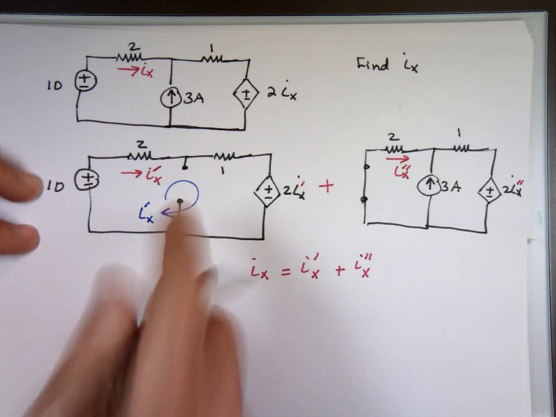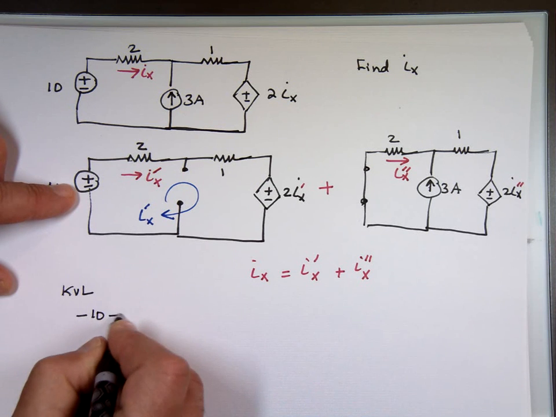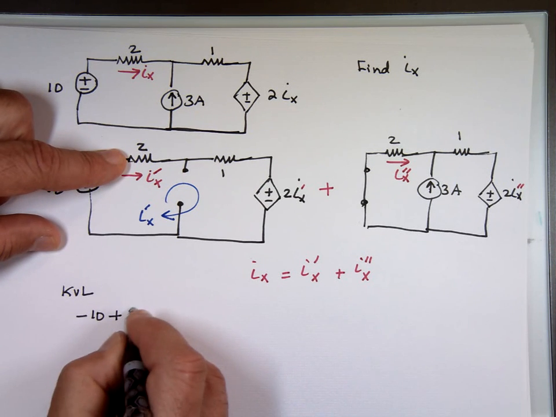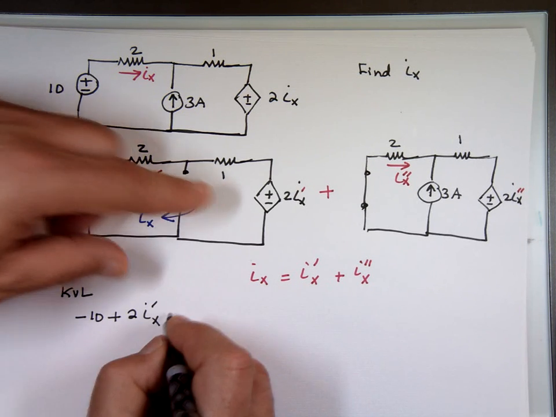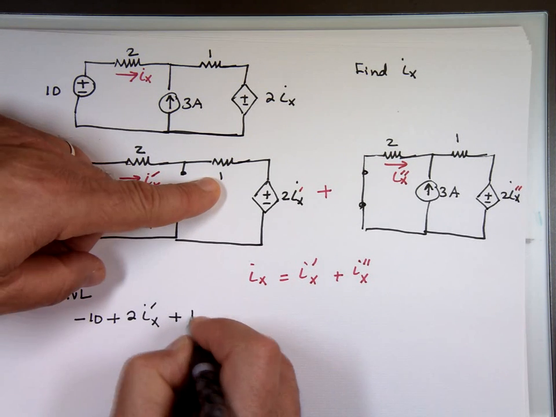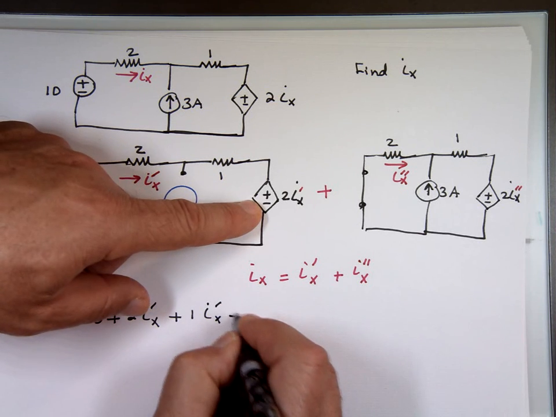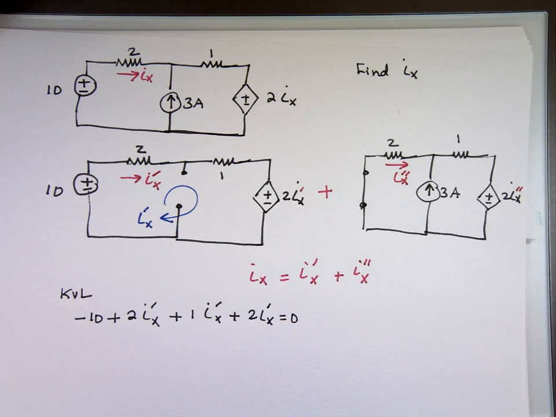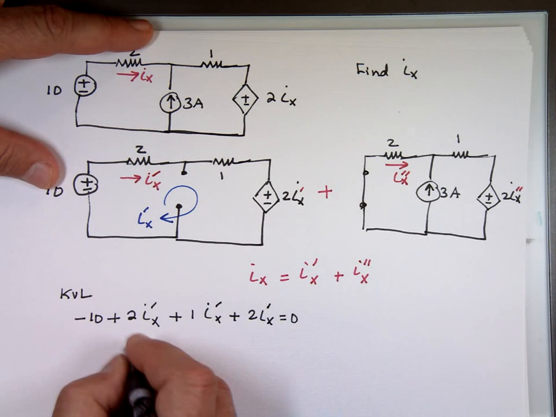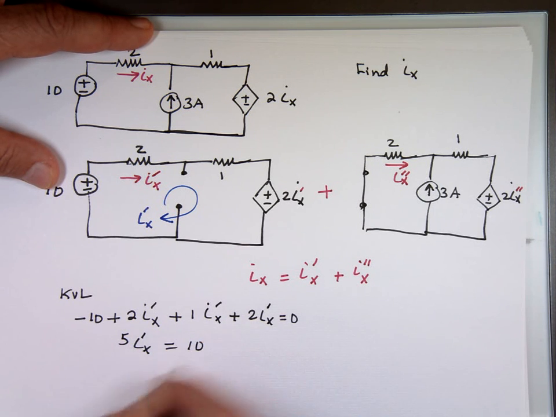KVL. That's negative 10 plus, what's the voltage drop here? 2 times I sub x bar plus 1 times I sub x bar plus this one, 2 I sub x bar, is equal to 0. Look how easy that equation is. What do we have? 5 I sub x bar equals what? 10? What is I sub x bar? 2 amps?